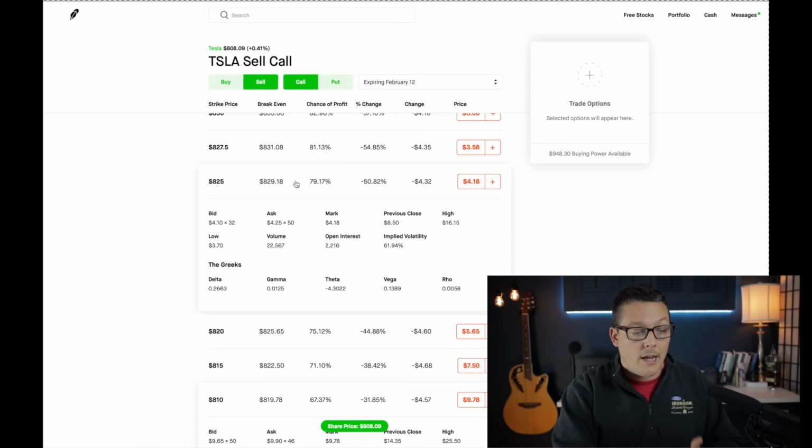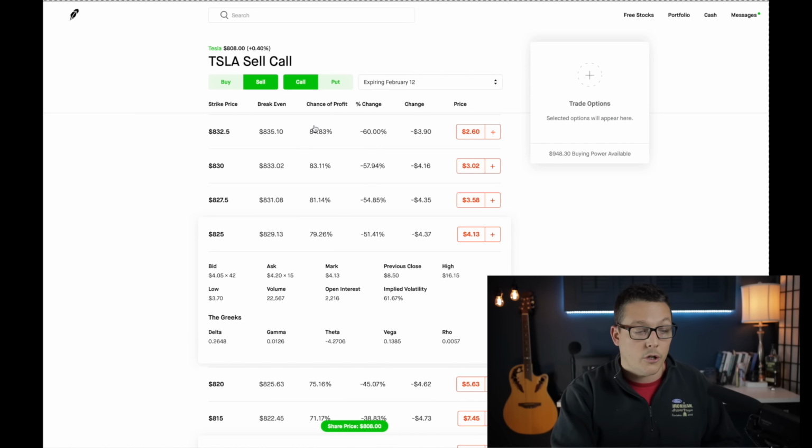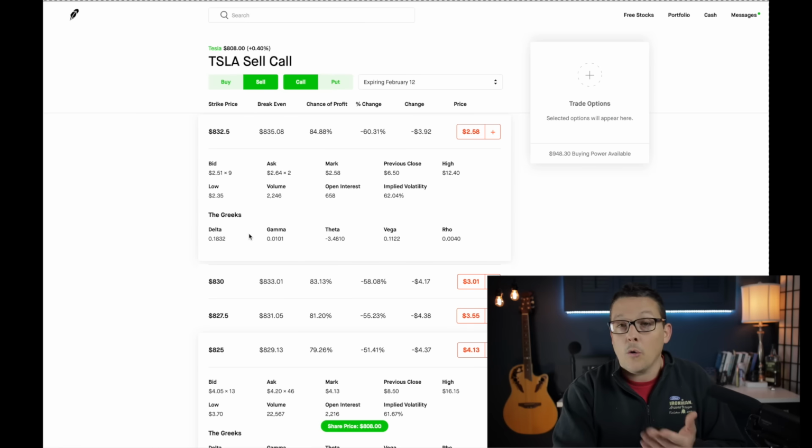If I go up to this, 825.26, now I'm giving myself even more likelihood that this covered call is going to expire worthless. I go all the way up here, almost 0.2. This is about an 80% chance in my favor. Okay, guys? So this is how you are going to use the Greeks to help strategize and eliminate some risks.